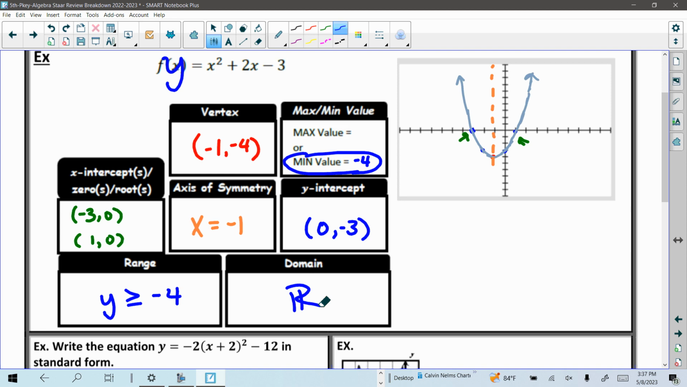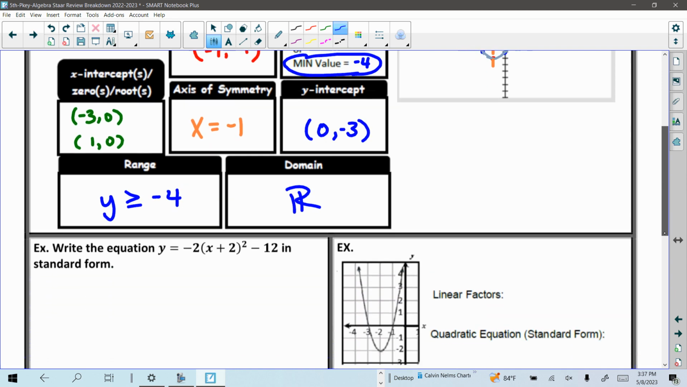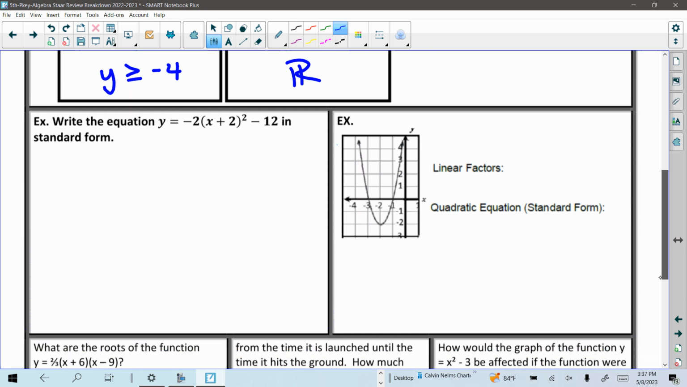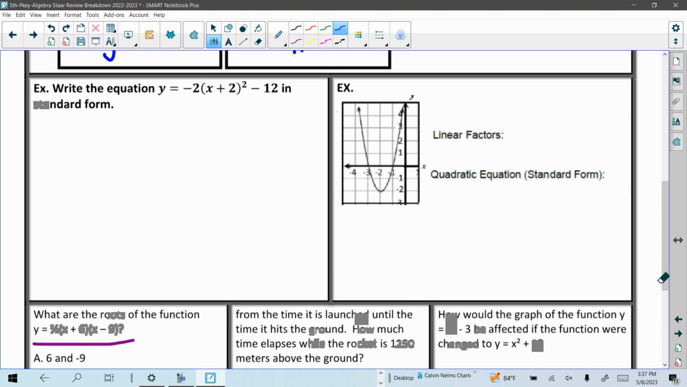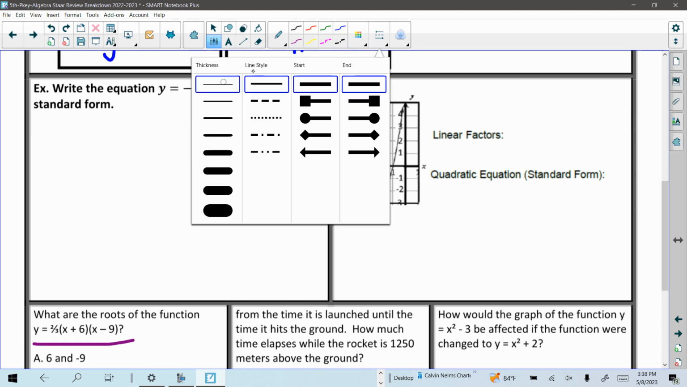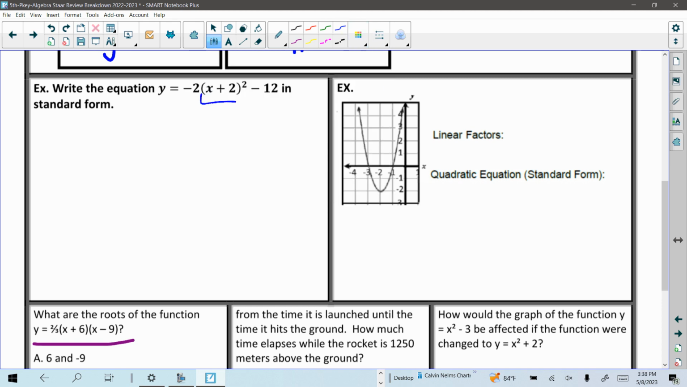All right, so we're going to take this skill and apply it to some problems. Okay, now on this one, they want you to put it in standard form. This is in vertex form, so we have to remember to expand this first. So this would mean -2, parentheses x plus 2, x plus 2. We have to write that twice, then -12.